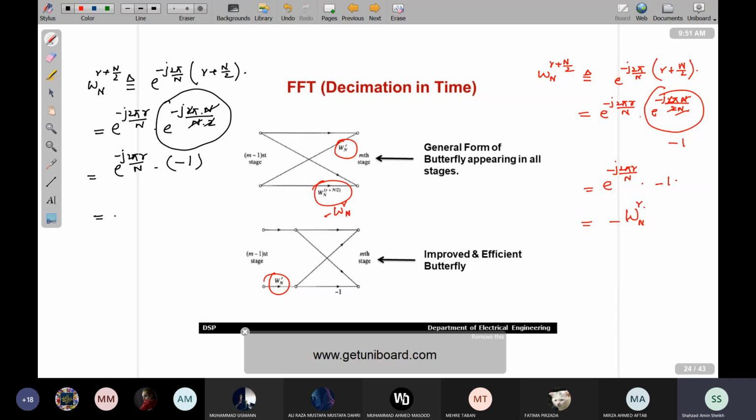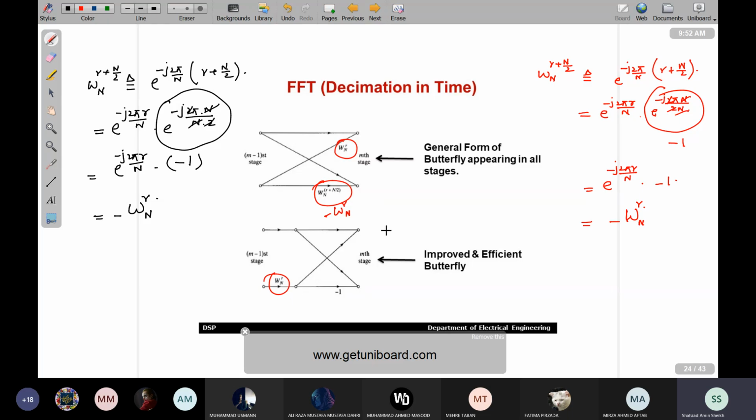So that's why we are calling it minus WNR. ये WNR है, ये माइनस WNR है. So our butterfly can be changed as WNR को common कर लेते हैं. So that's 1 and that's minus 1. So initially this butterfly, this general form can be transformed into this improved efficient butterfly.